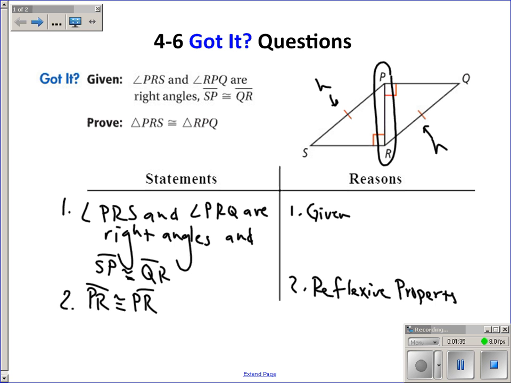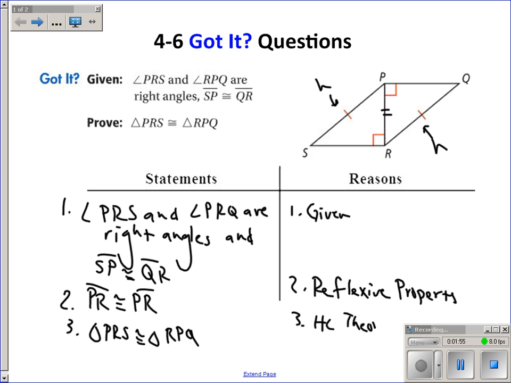All right, so now that we have the side congruent to itself, we have hypotenuse and a leg. My next statement is to say that the triangles are congruent. PRS is congruent to triangle RPQ by the hypotenuse leg theorem. Okay, and that's really it.